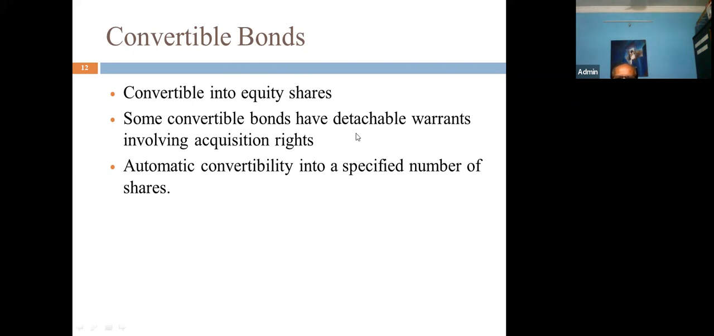Now some convertible bonds have detachable warrants involving acquisition rights. These are the rights offered to the investor. Detachable warrants involving acquisition rights. Automatic convertibility into a specified number of shares. So an automatic conversion procedure is followed. You do not have to ask the company. It goes automatically. And if you do not want this option, then it will remain a bond only.